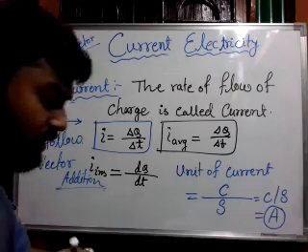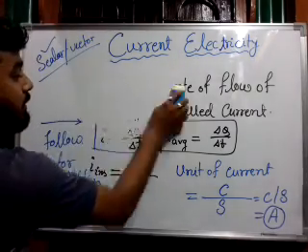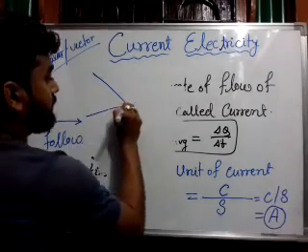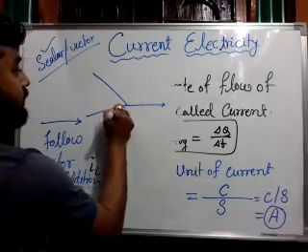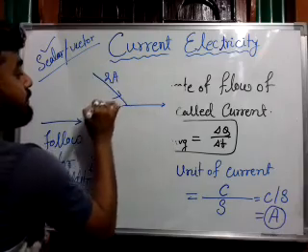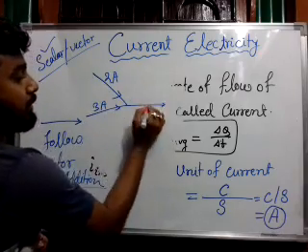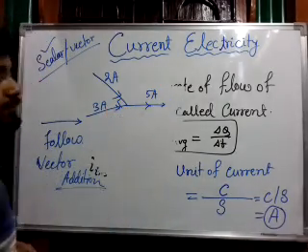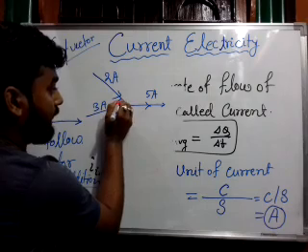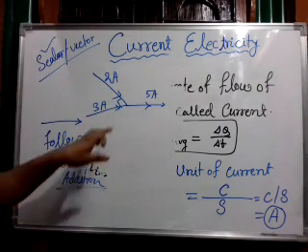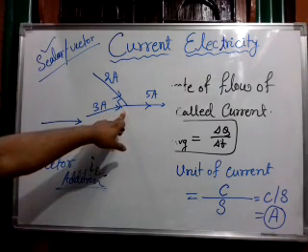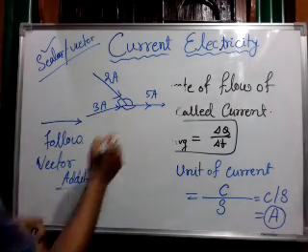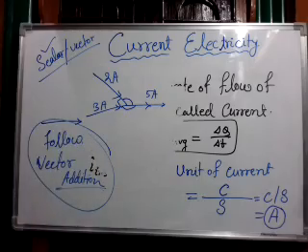Because see, why is current not a vector? Suppose there is one path and another path, like 2 ampere and 3 ampere, then the total current is 5 ampere at some angle, but this angle does not matter, or this angle does not affect the other angle. That's why it does not follow the vector addition. Okay.